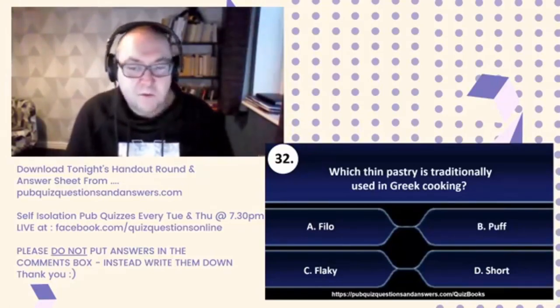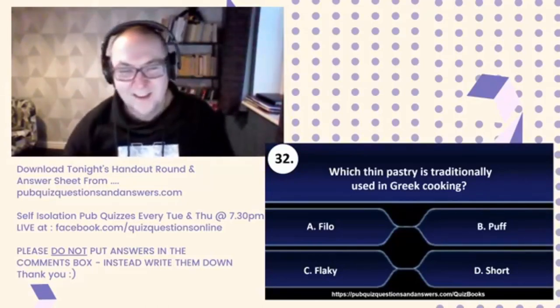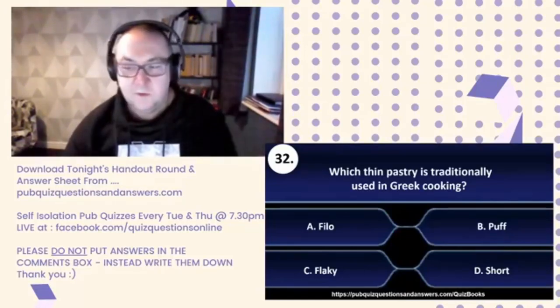Eight point four, I'm guessing that's quite strong for cider, isn't it? Hammered just on the fumes sums you up, isn't it?